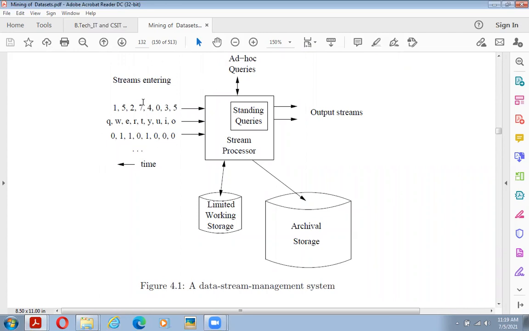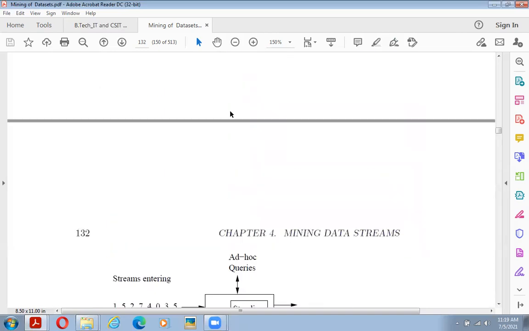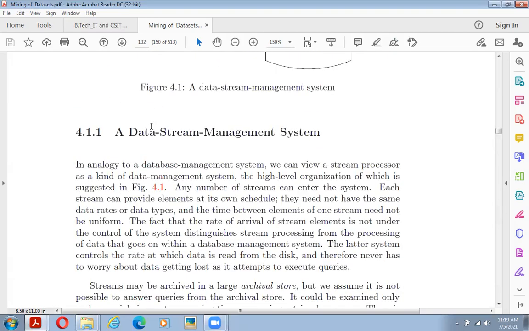This is a data streaming system, and the processing system needs window management support, from which our ad hoc queries will interact with the archival storage as well as the limited working storage. You can say the RAM, and then as per need they give it out as an output stream. That's what our stream data model is all about.